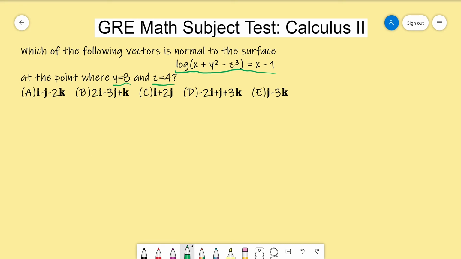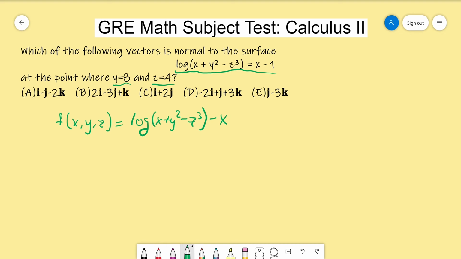Well, what we have to do here is to think about this surface as a level surface of the function f of x, y, z equals log of x plus y squared minus z cubed minus x. It's the level surface where y equals 8 and z equals 4, and we should also figure out what x is because we're going to need that.